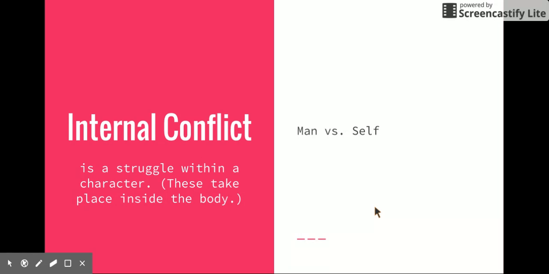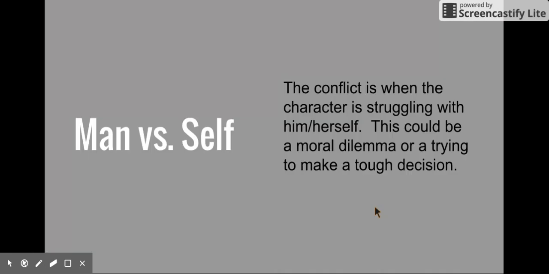The last conflict we'll talk about is man versus self, and this fits under the heading of an internal conflict because it's a struggle within a character. It's taking place inside the character's body. Typically, it's a struggle to make a decision or to figure out how to behave or react in a certain situation. So the character is struggling with him or herself in order to figure out which way to go or who to be in this particular instance.